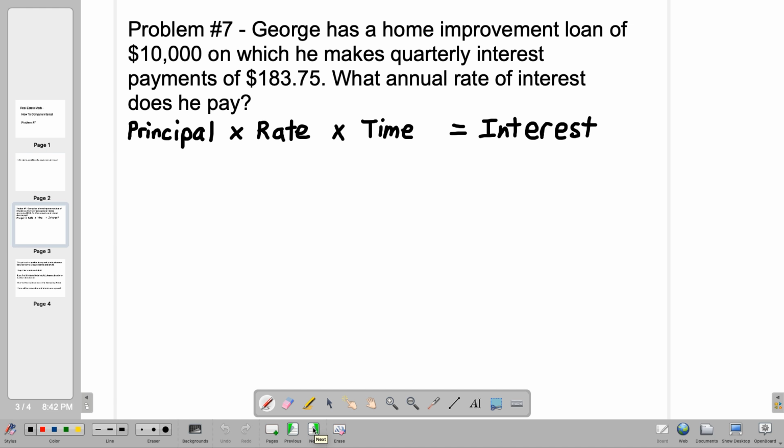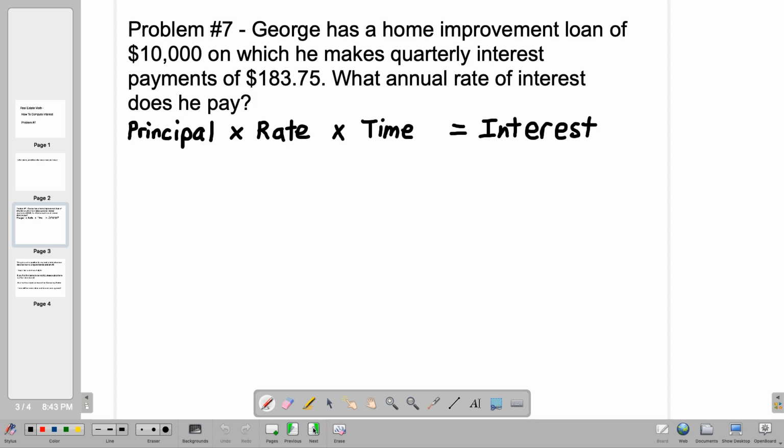Alright, for problem number 7, George has a home improvement loan of $10,000 on which he makes quarterly interest payments of $183.75. What annual rate of interest does he pay? Okay, so for this problem, the goal is to determine the interest rate. And once again, we can use the equation principal times rate times time equals interest.